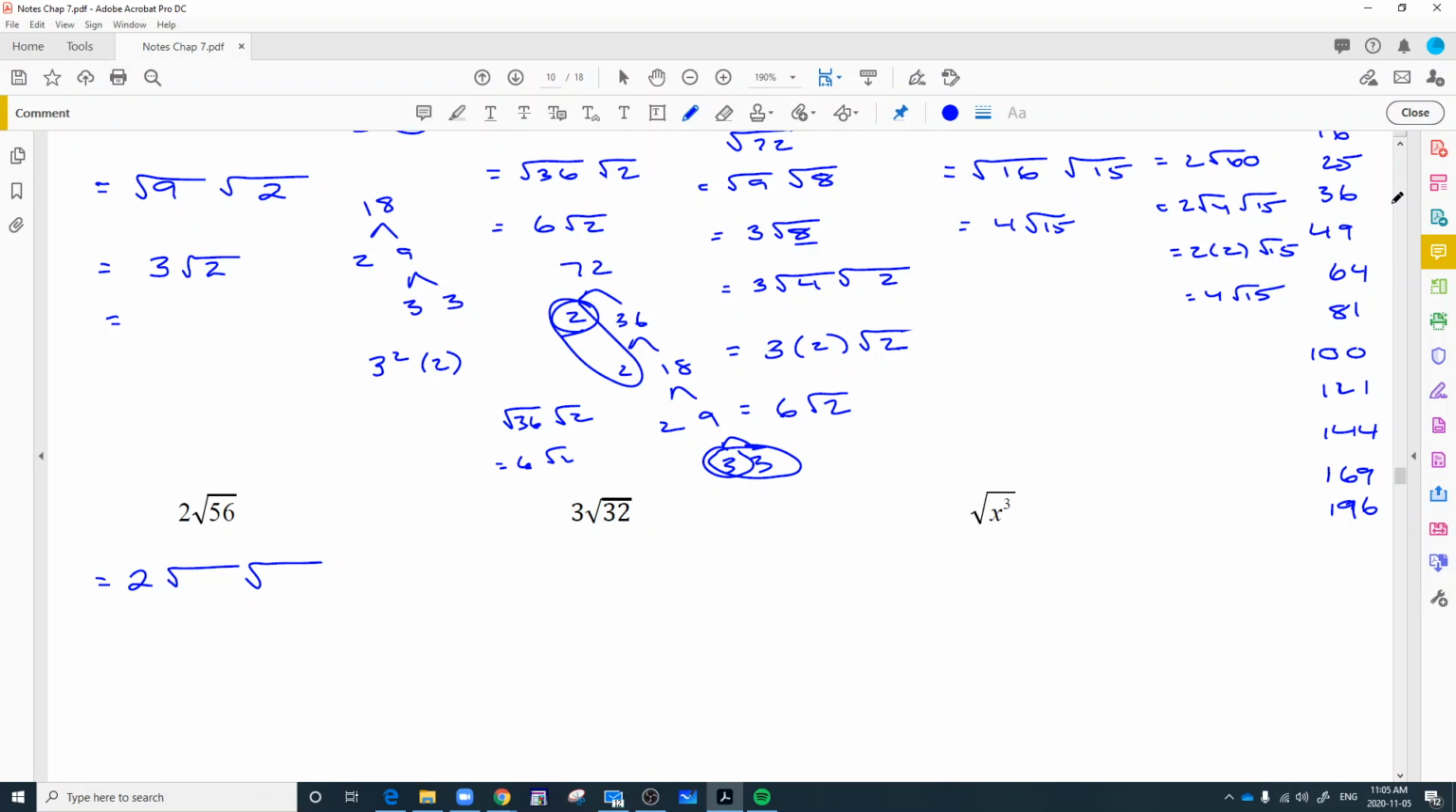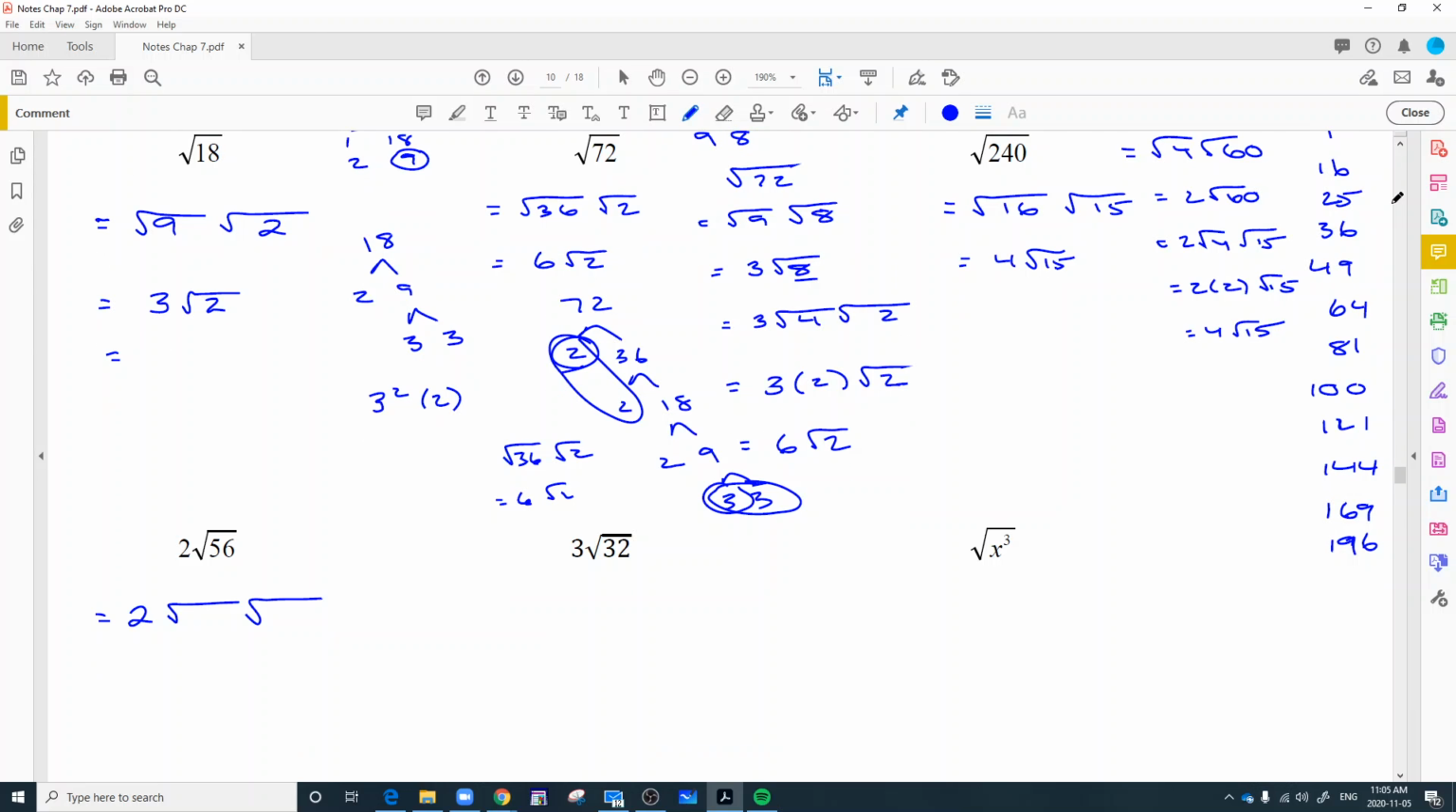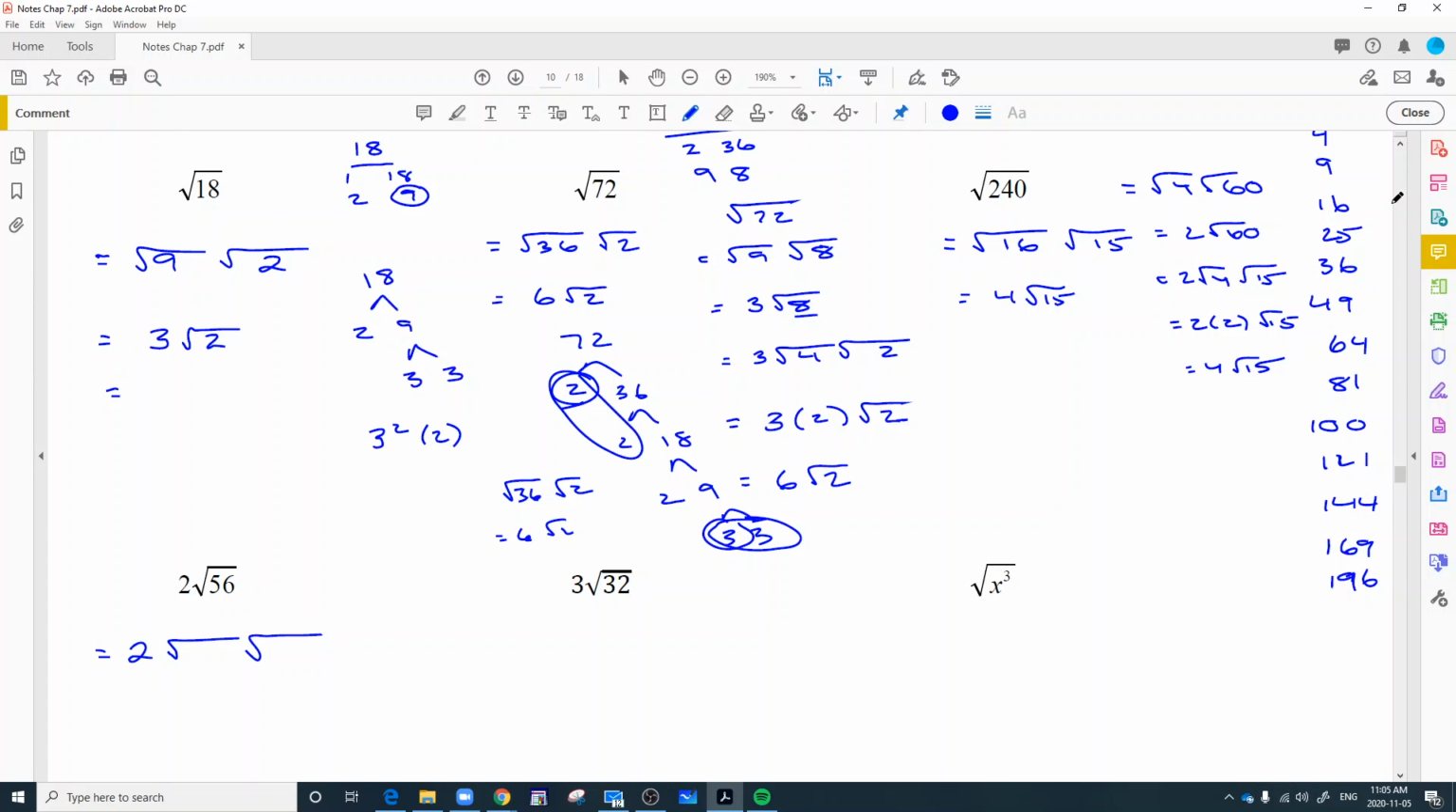So I'm going to go 56 divided by 16. Doesn't work. I mean, it goes in, but not evenly. So then I'm going to go 56 divided by, what's the next one? 9. And I'm going to go 56 divided by 4, and it worked. So 56 is 4 times 14. And notice again, this is 2 times root 56. So this is now 2 times the square root of 4 times the square root of 14. So when I take the square root of 4, it's now 2 times the square root of 14.